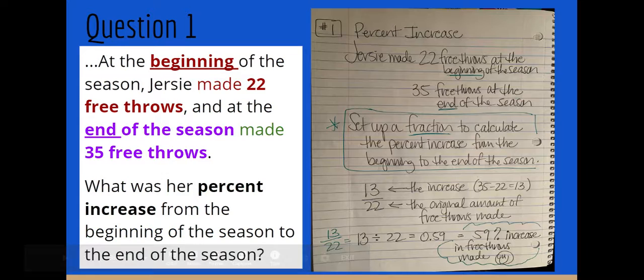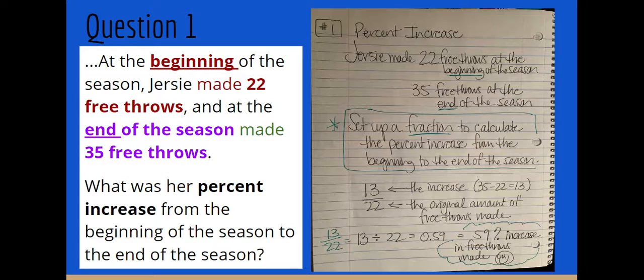At the beginning of the season, Jersey made 22 free throws, but by the end of the season, she made 35 free throws. What was her percent increase from the beginning of the season to the end of the season? On the right, follow along with me as I talk through my work.